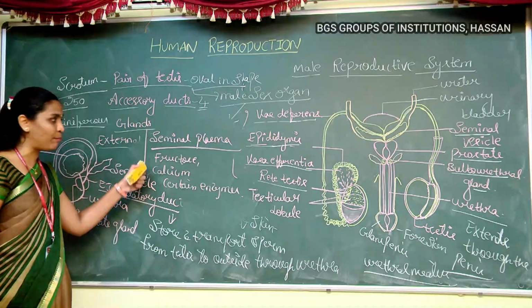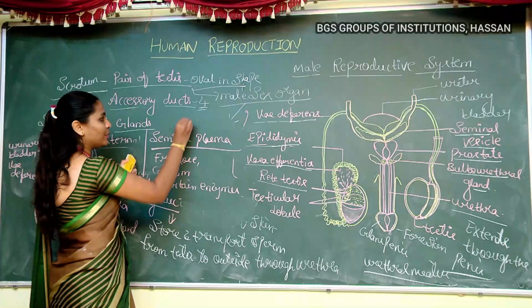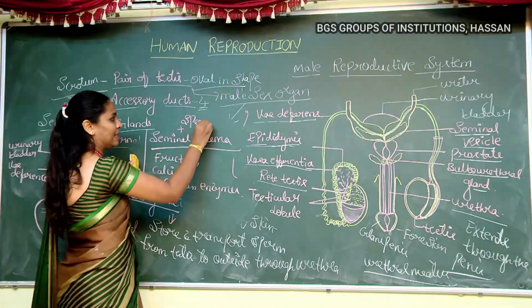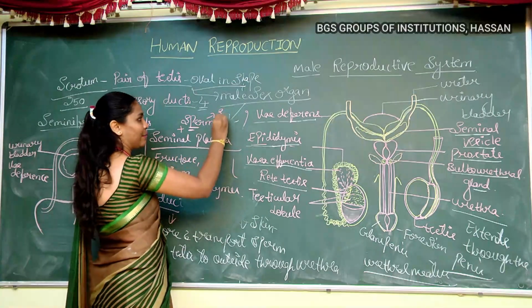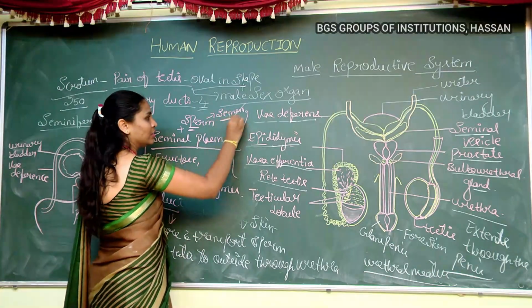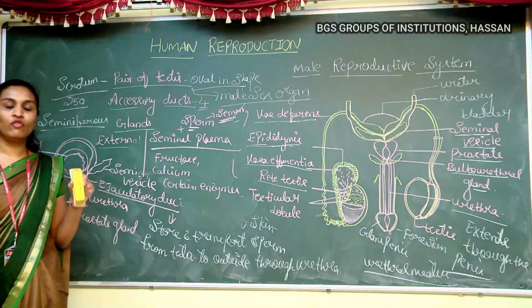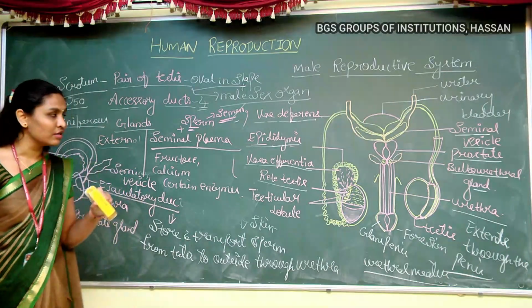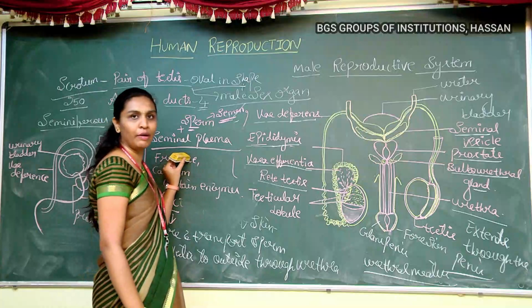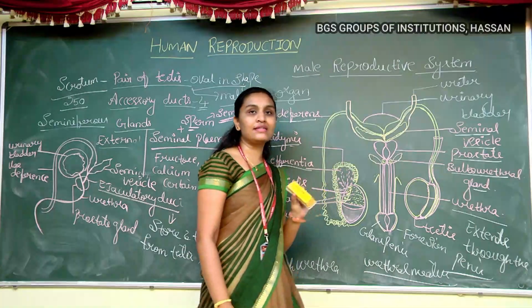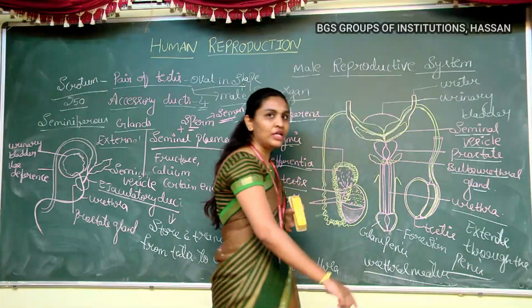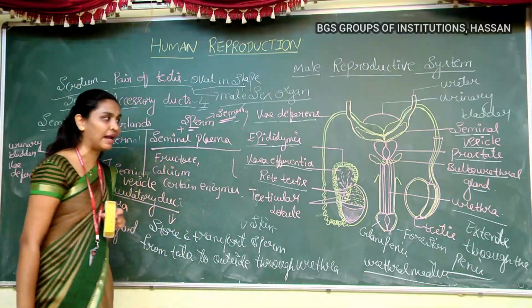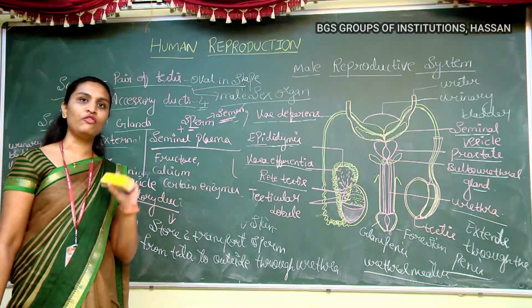Actually, this seminal plasma mixed with sperm is known as semen. Semen is nothing but sperms plus seminal plasma secreted by accessory glands. And the secretion of the bulbourethral gland helps in the lubrication of the penis.